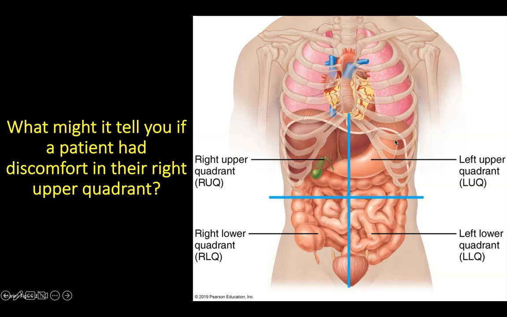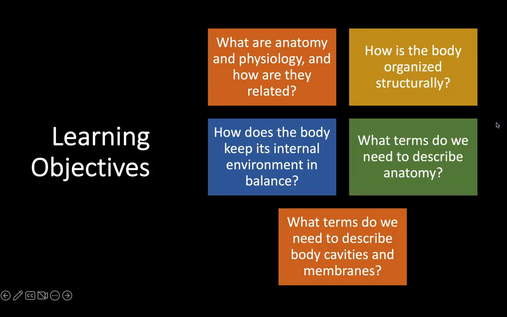How about the left upper quadrant? What might be happening there? Well, if I look here, what I'm seeing is actually the stomach is pretty visible in this particular picture. There's also a spleen hidden over here. And so maybe there's something going on with one of those structures in the left upper quadrant. The right lower quadrant, typically what's happening here is something to do with the appendix, actually. And finally, the left lower quadrant, in this case, it's maybe some intestinal issues. So that finishes off the questions, the learning objectives from Chapter 1 of your textbook.